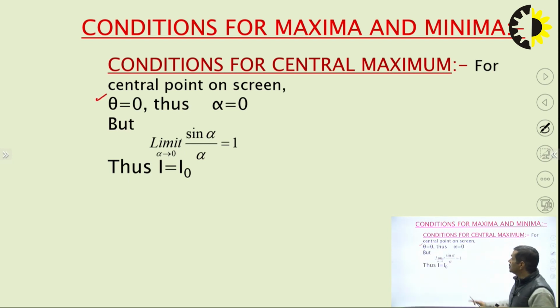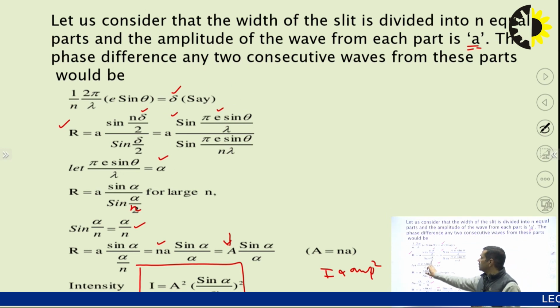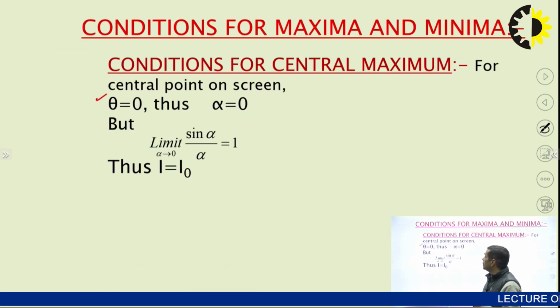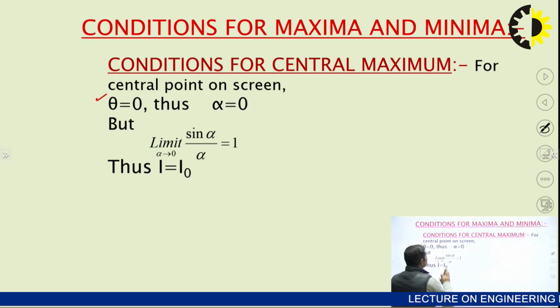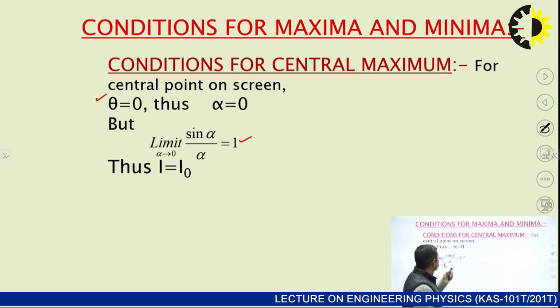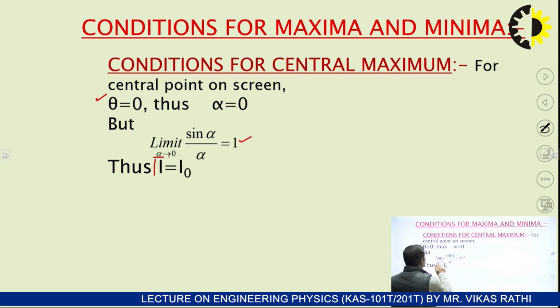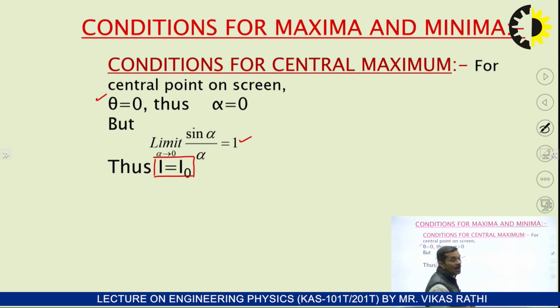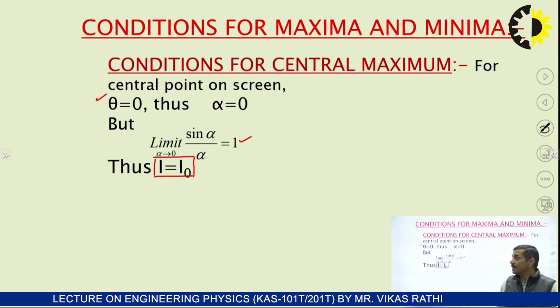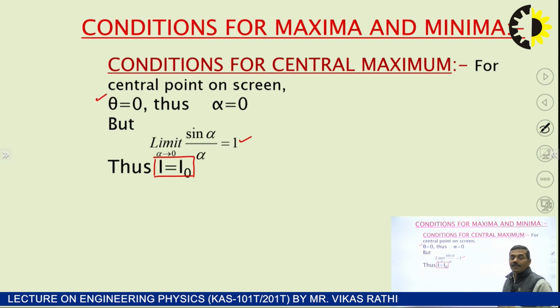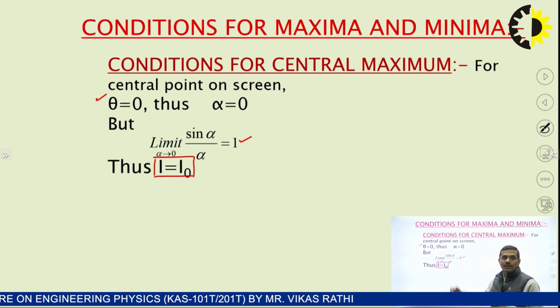So if theta is 0, then according to this condition alpha will be 0 here. If alpha is 0, then we can find the value of this factor: the limit as alpha tends to 0 of sin alpha by alpha is 1. If this is 1, then the intensity at the central maximum will be maximum, equal to I naught. So at the central maximum the intensity is maximum, proportional to I naught.